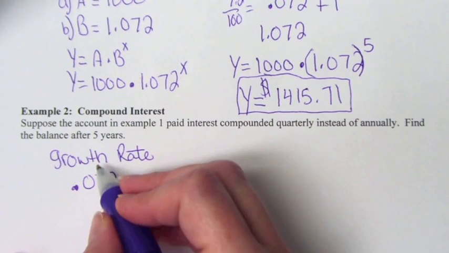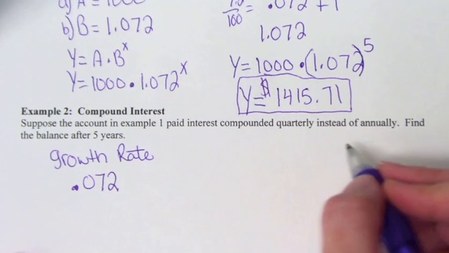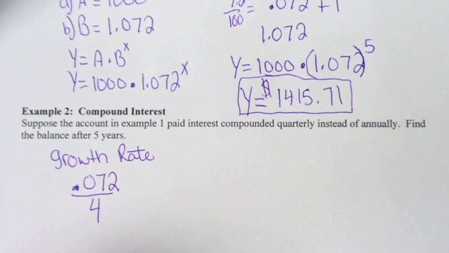So we take the growth rate 0.072, and since it's quarterly, we're going to divide by 4. Had it said semi-annually, we would have divided by 2. If it said monthly, we would divide by 12. So we have to divide that interest rate up into how many periods there are in a year.